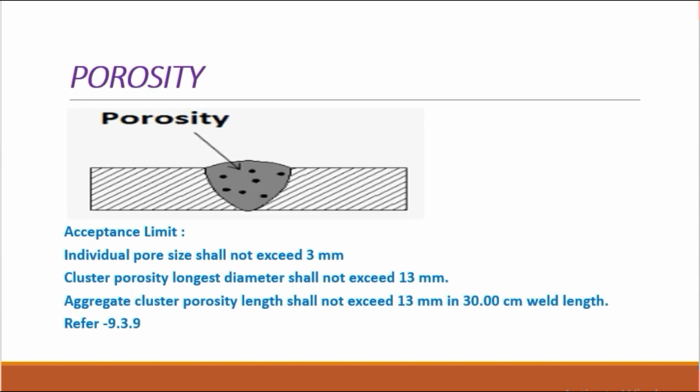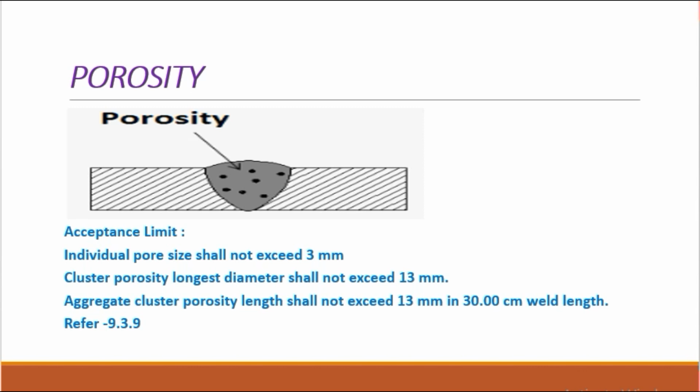Porosity. This is a basic type of defect. What will be the acceptance limit of API 1104? If it is individual, pore size shall not exceed 3 mm diameter. And cluster porosity longest diameter shall not exceed 13 mm. If it is a cluster, then all the porosity included should not exceed 13 mm.